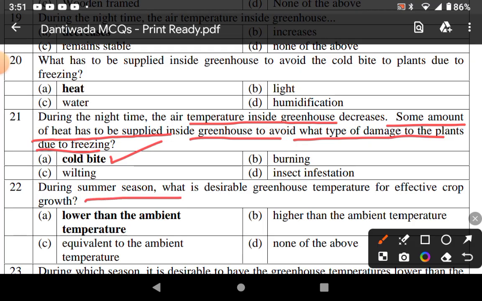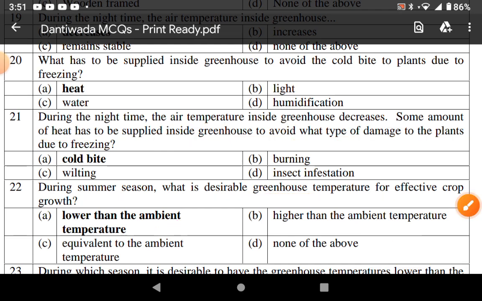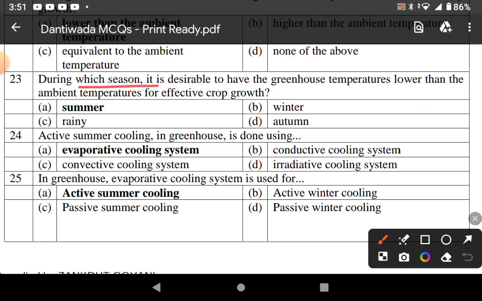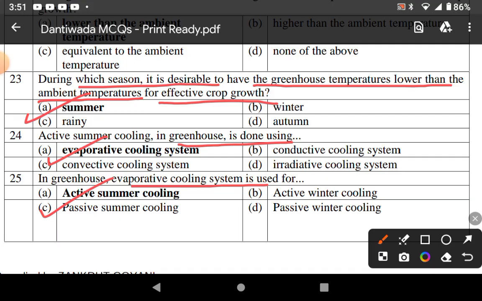During summer season, what is the desired greenhouse temperature for effective growth? It is lower than the ambient temperature. During which season it is desirable to have greenhouse temperature lower than the ambient temperature for effective crop growth? Summer. Active summer cooling in greenhouse is done by using evaporative cooling system. In greenhouse, evaporative cooling system is used for active summer cooling.